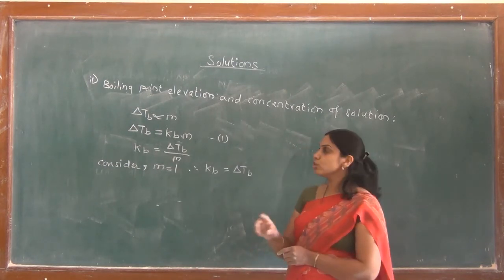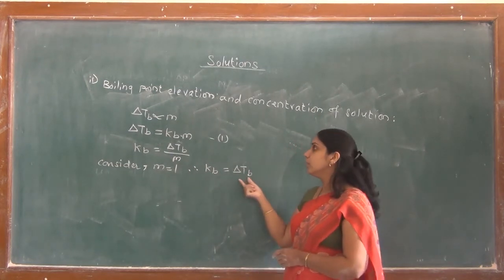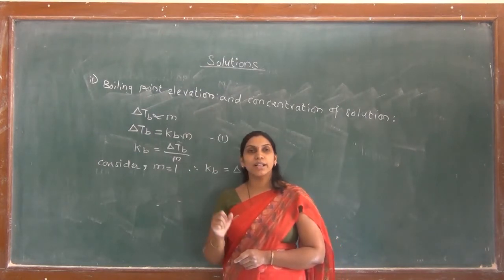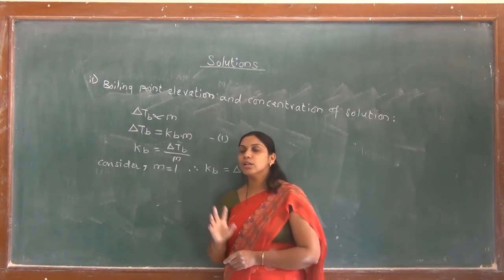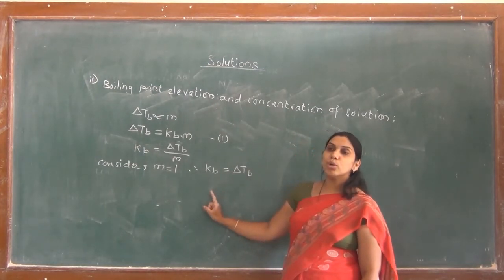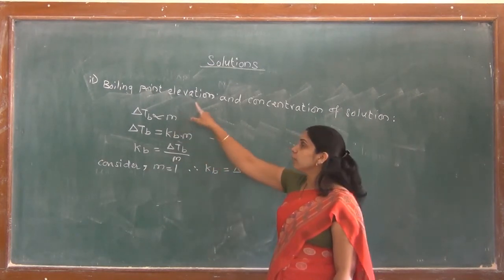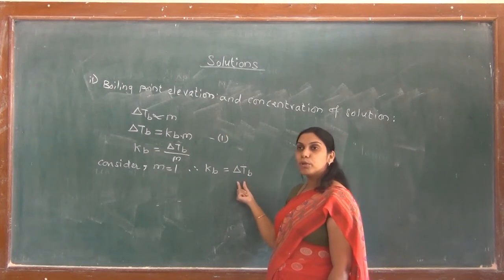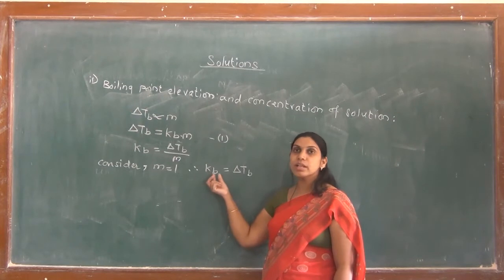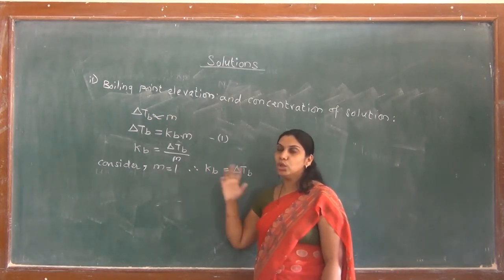ज्या वेळेला सोल्युशनची मोलॅरिटी ही 1 इतकी असणार आहे त्या वेळेला एखाद्या सोल्युशननी प्रोड्यूस केलेलं बॉइलिंग पॉइंट एलिव्हेशन म्हणजेच त्या सोल्युशनचा मोलर एलिव्हेशन कॉन्स्टंट असणार आहे. I repeat, Kb, that is molar elevation constant, is defined as the boiling point elevation produced by 1 molar solution. Hence, Kb is equal to delta Tb and m is equal to 1.